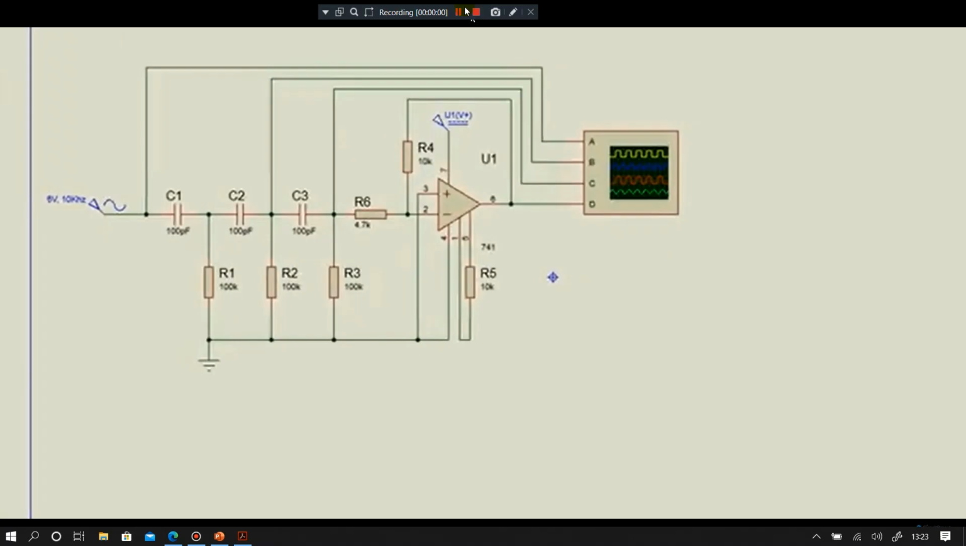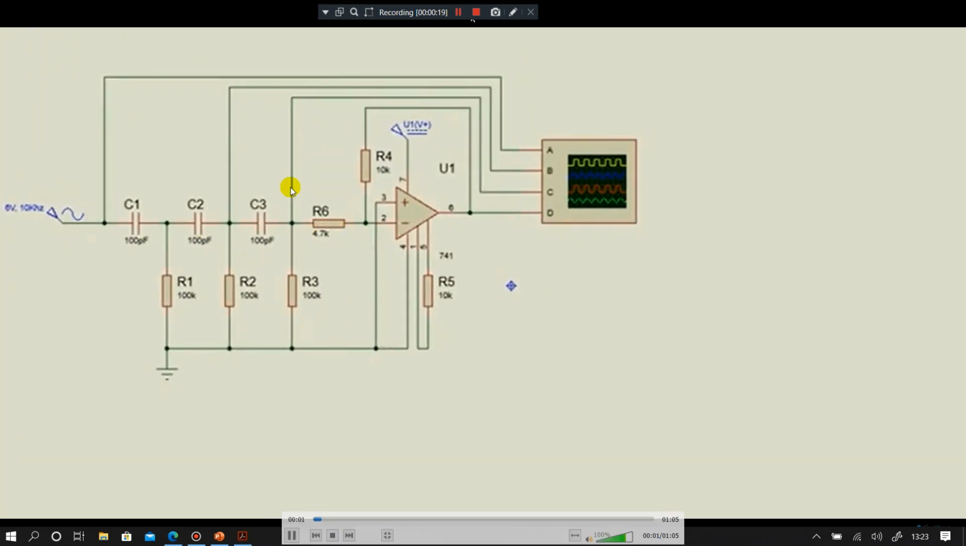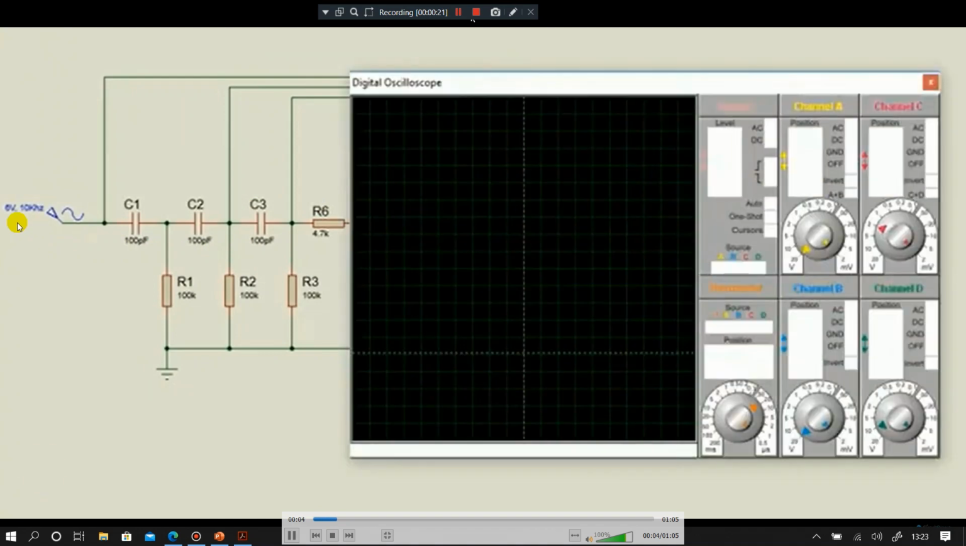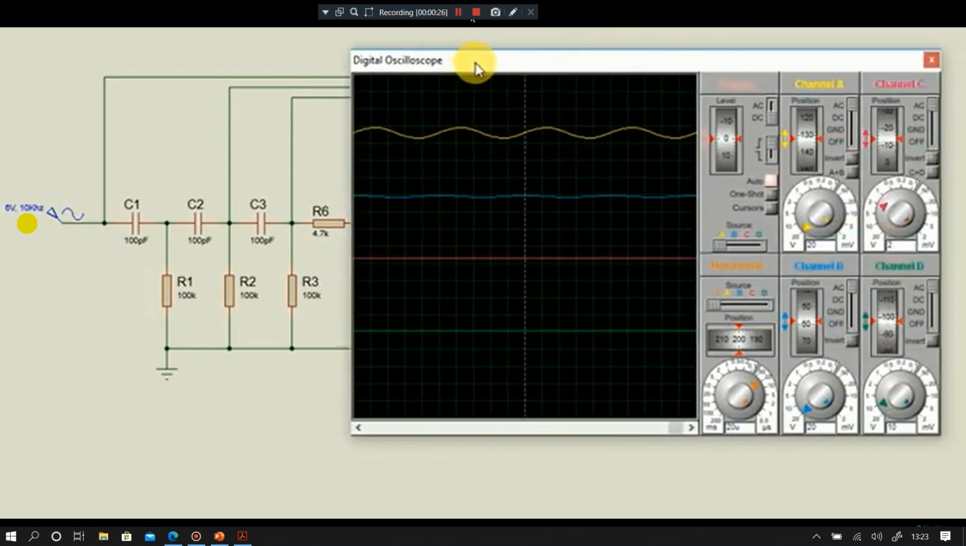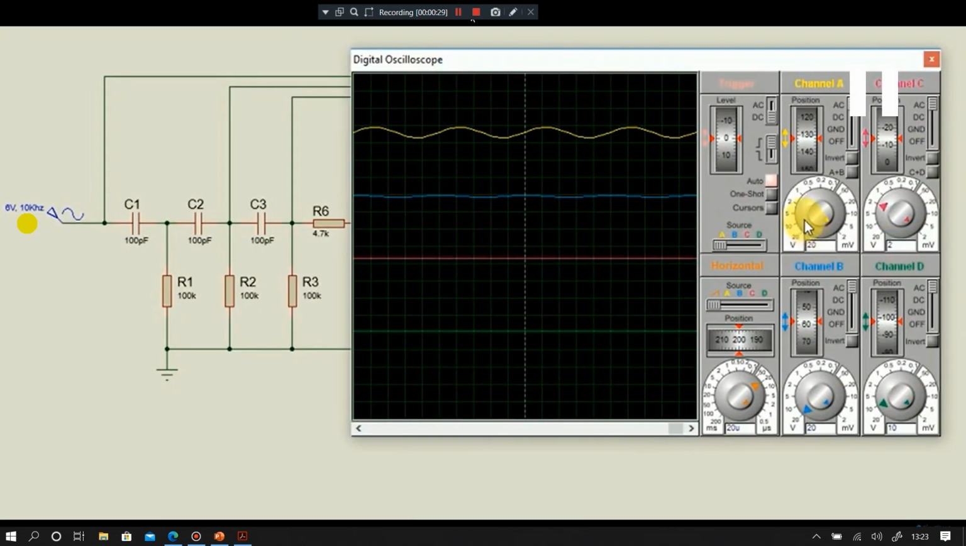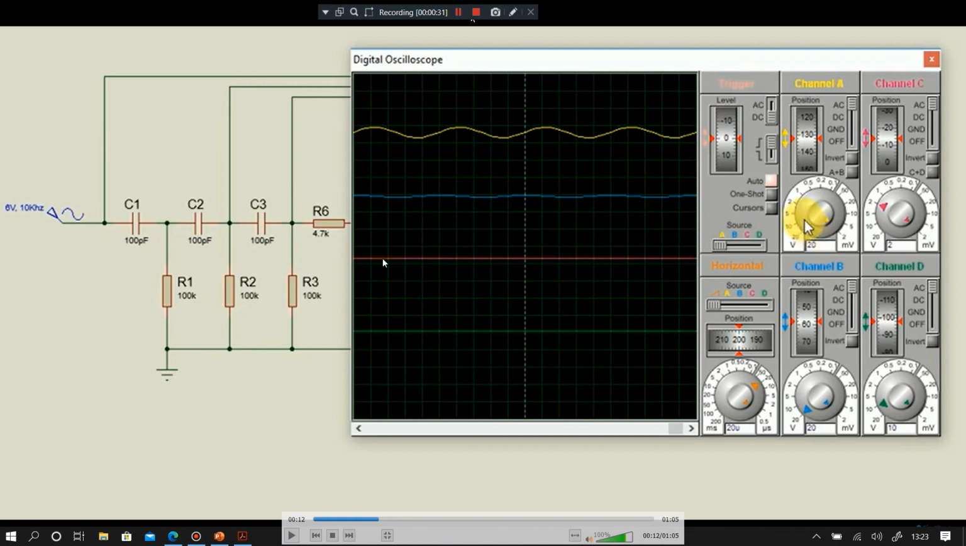Here, if you observe, we are using three capacitors, C1, C2 and C3, all the same, and R1, R2 and R3, all the same. I am using 100 kilo-ohm resistors and 100 picofarad capacitors. The input voltage here is 6 volts. I'll show you how the output works. So let me first see what the input is. The input is 6 volts, 100 kilohertz, and this is the waveform.